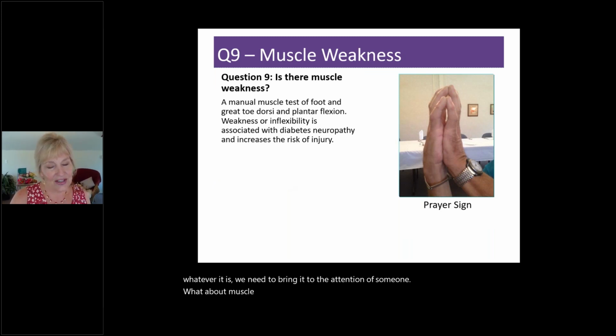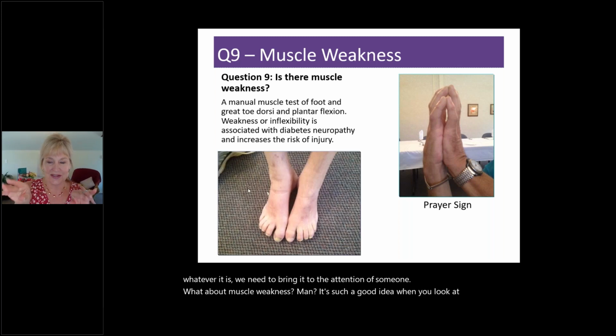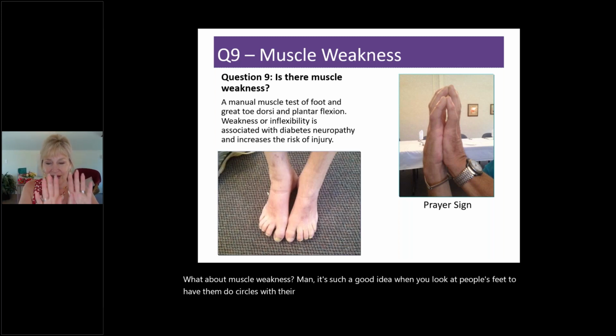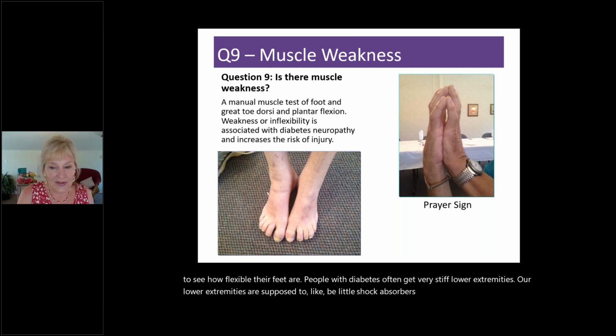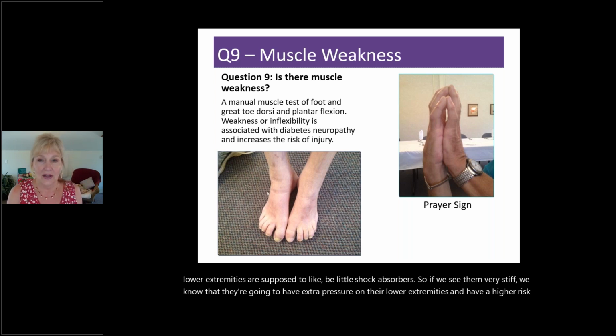It's such a good idea when you look at people's feet to have them do circles with their feet and then pump their feet back and forth like this. You want to see how flexible their feet are. People with diabetes often get very stiff lower extremities. Our lower extremities are supposed to be little shock absorbers. So if we see them very stiff, we know that they're going to have extra pressure on their lower extremities and have a higher risk for ulcerations.